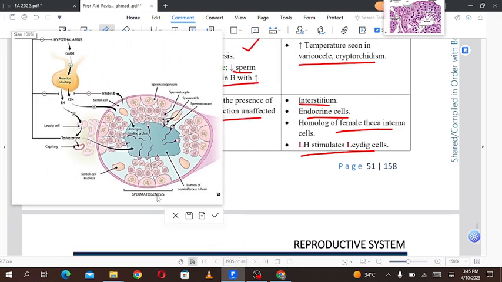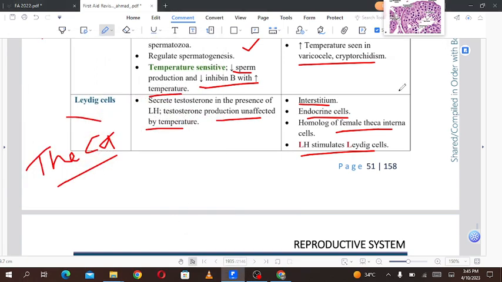So I guess we're done with this picture. Let's remove this one, and let's remove this one as well.